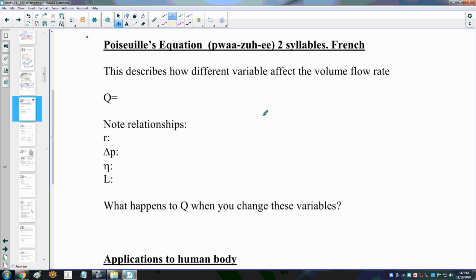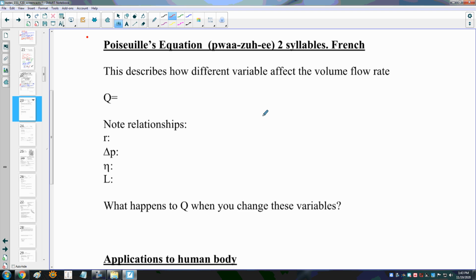The Poiseuille equation. Part of your exam will be pronouncing Poiseuille in an appropriate way. I'm not sure that I'm doing it correctly. Anyway, the Poiseuille equation describes how different variables affect the volume flow rate. I won't expect you to actually calculate the flow rate, but I do want you to know how the variables are related to one another.